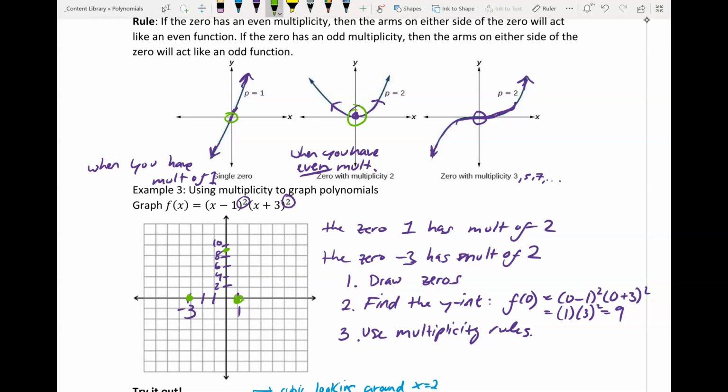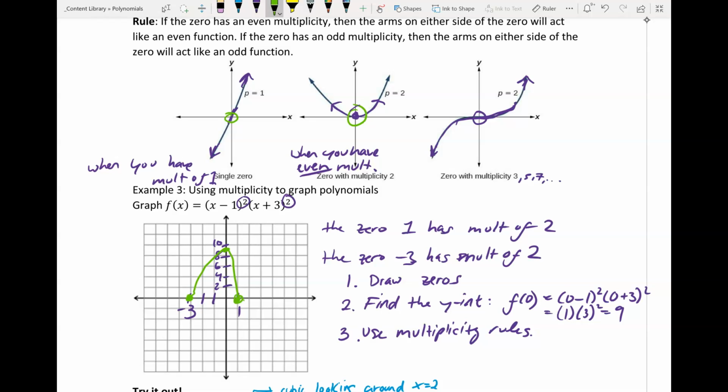So by this pattern, it looks like I have to go up to reach my y-intercept and then come back down to reach my 0. So that's the shape that we have so far. Now we have to figure out, okay, what is the rest of this going to look like? What is the end behavior going to look like?